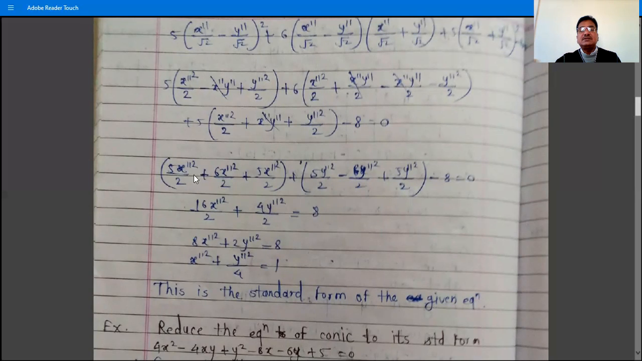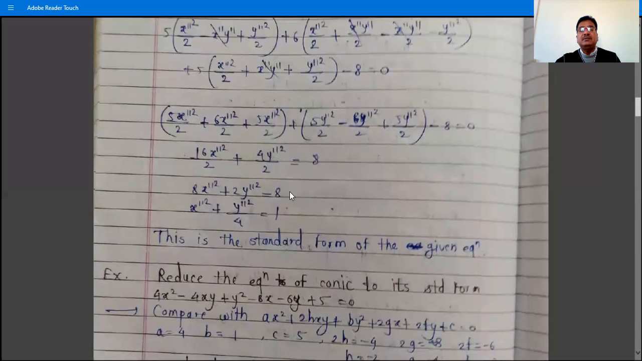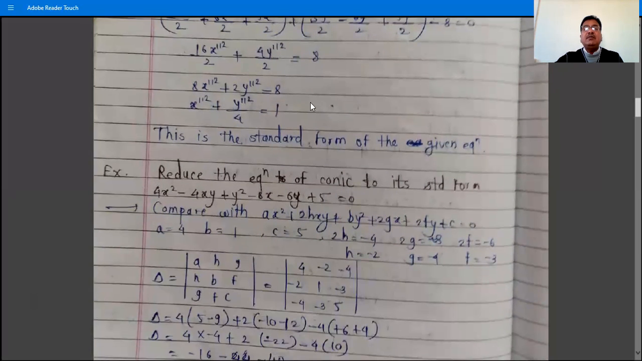And if we add, 5 plus 5 plus 6 is 16, x double dash square by 2. This is 5 plus 5, 10 minus 6 is 4, y double dash square by 2 is equal to 8. So 16 by 2 means 8 x double dash square plus 2 y double dash square is equal to 8. Then dividing by 8, what do we have? x double dash square by 1 plus y double dash square by 4 is equal to 1.